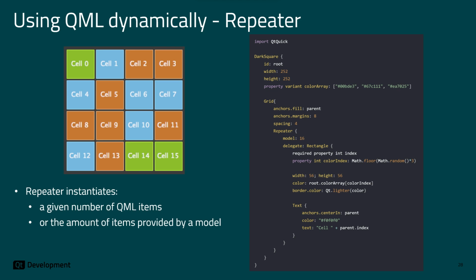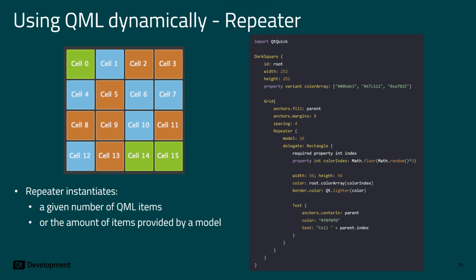It can instantiate a given number of items or, since it's a view type, display the objects provided by a model. The next chapter will cover the model view delegate concept in more detail, so for now we will leave it at that. In the example, we can see how a grid positioner is filled with 16 squares, because the model property of the repeater item is set to 16. It will create 16 instances of a delegate item that is defined as a rectangle with a randomized color index that will define the color out of the 3 given options in the color array, and a text item that will show the actual cell index.